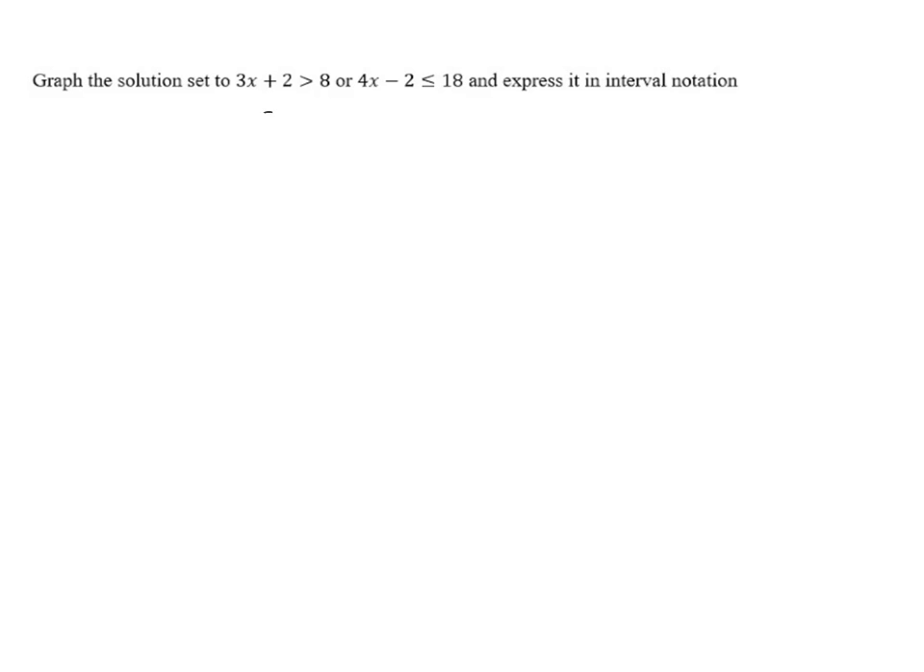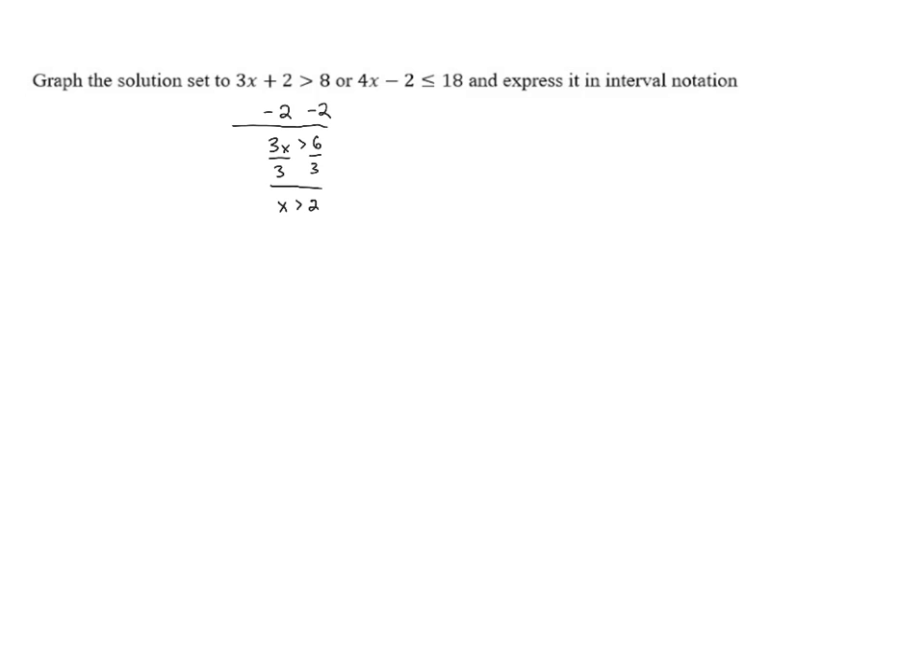So for the first one, we can subtract 2 on both sides. That gives us 3x is greater than 6. Then to get the x alone, we can divide both sides by 3. When we do that, that gives us x is greater than 2.